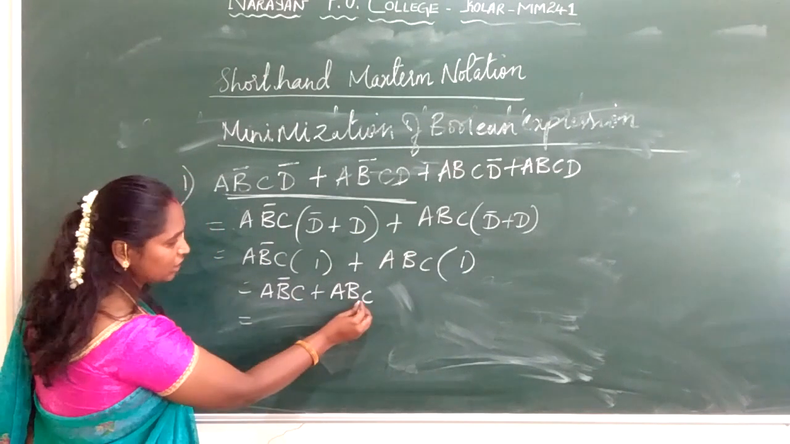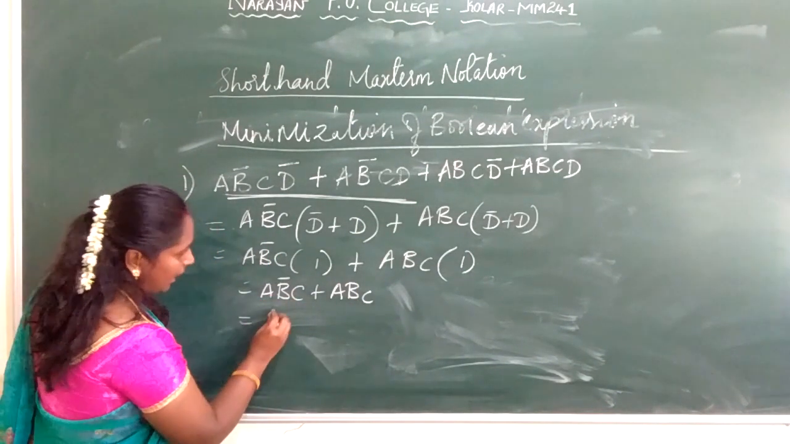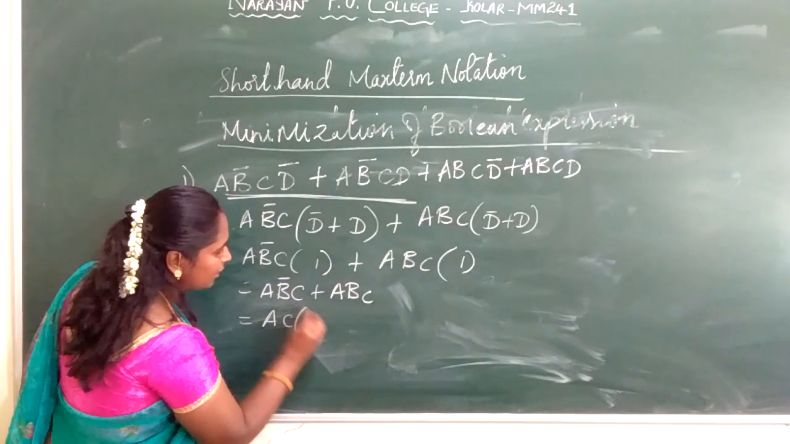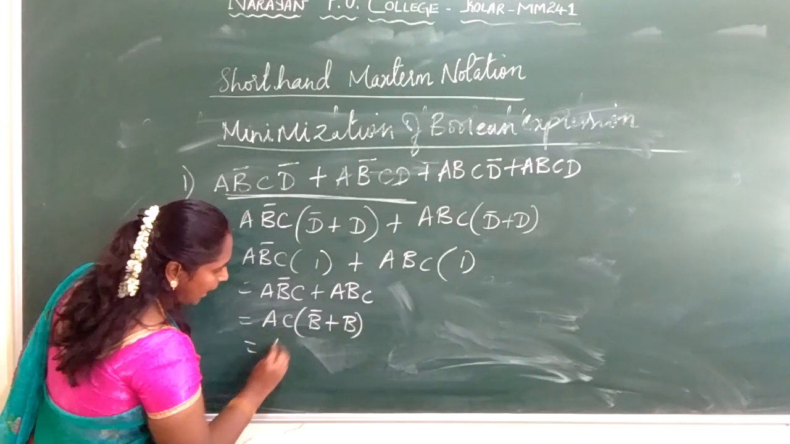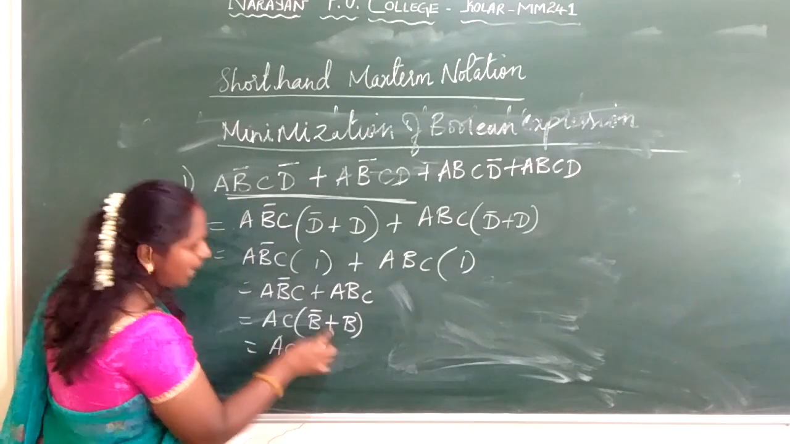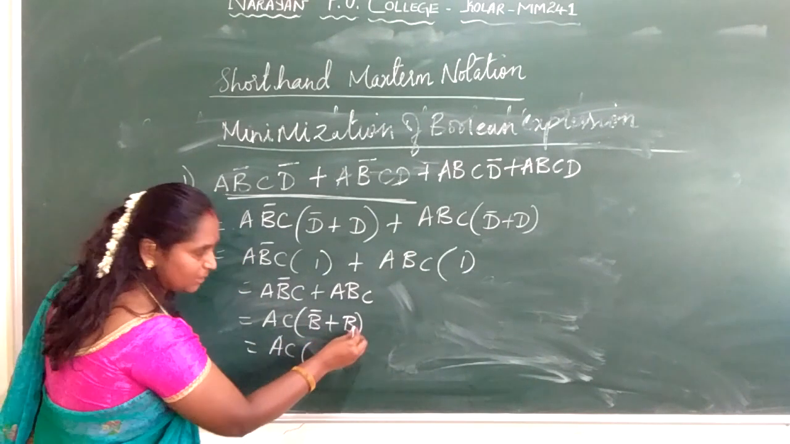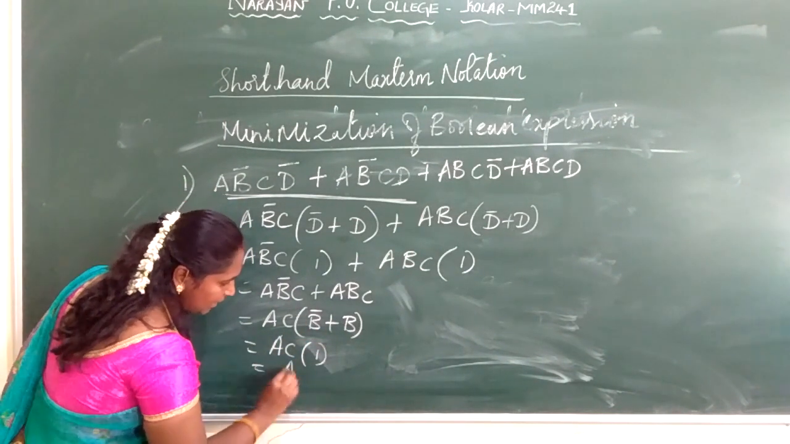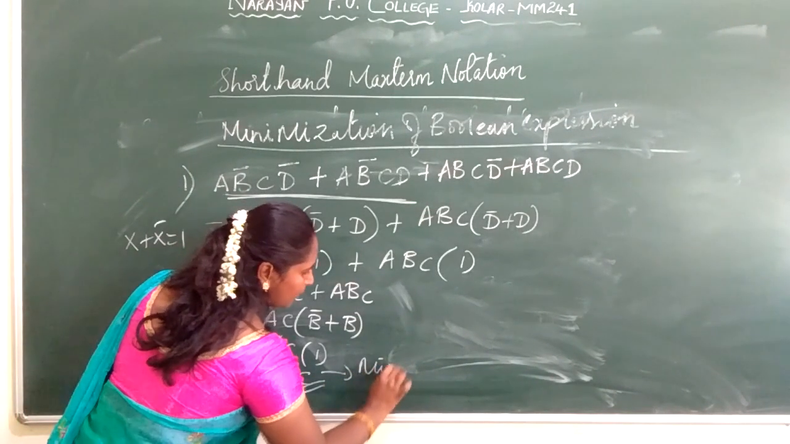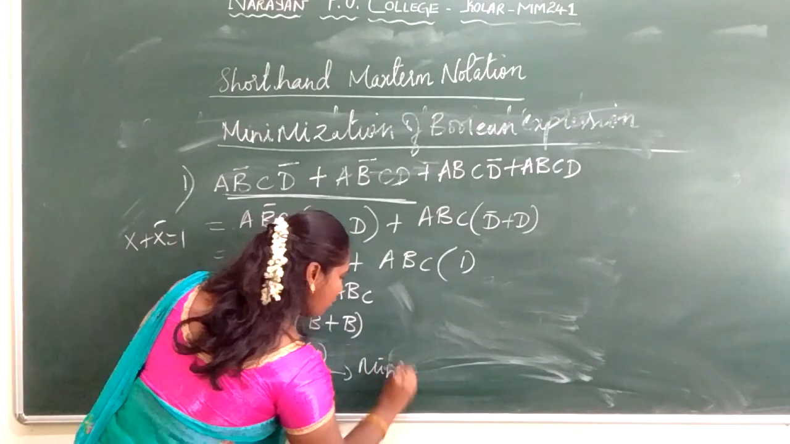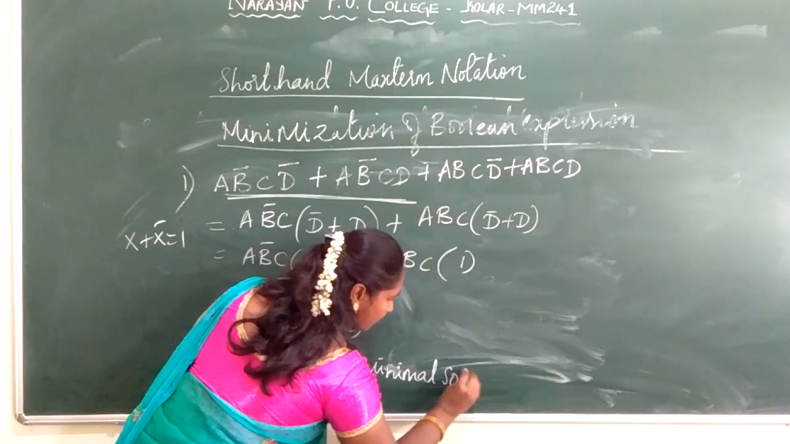Here you see the common thing is AC. Here B bar plus B. So this is AC as it is. Again use the complementary law: B bar plus B is 1. That is nothing but AC. See, this we call the minimal SOP form.